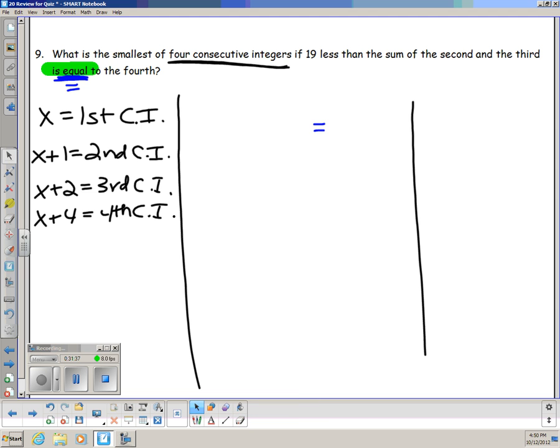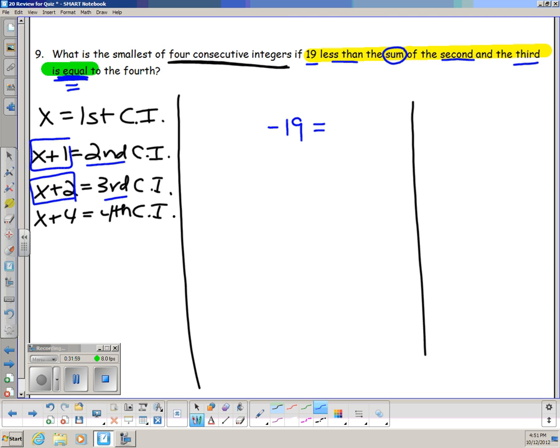And I want to look before the equal sign. So I want to highlight that in yellow. 19 less than the sum of the second and the third. Less than gets translated backwards. So 19 less than means minus 19. And then I want to fill in something in front of it. The sum of the second and the third. Here are the second and the third consecutive integers, and I need to sum them.